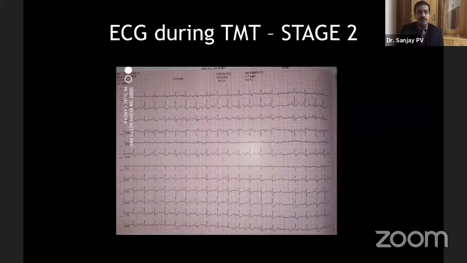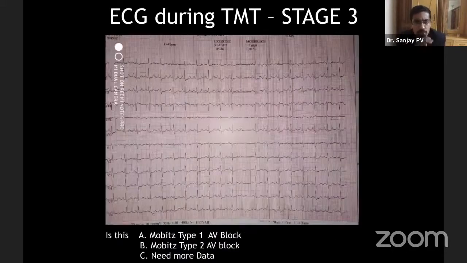So we did a TMT for this patient. So you can see this was her exercising on the TMT, and you can see the rhythm strip. So you have the heart rate is 112, and after the sinus rate of 110, and you have a dropped P wave. And again, I'll show you this, it's more clear. So you can see this rhythm again. And after observing this, I want you to now tell me whether it's Mobitz type 1 or type 2. Or again, whether you need more data.